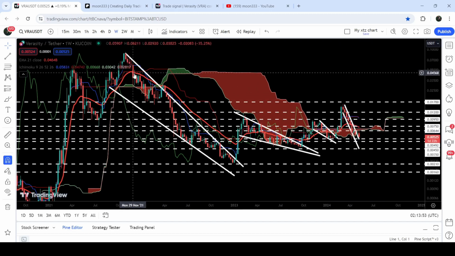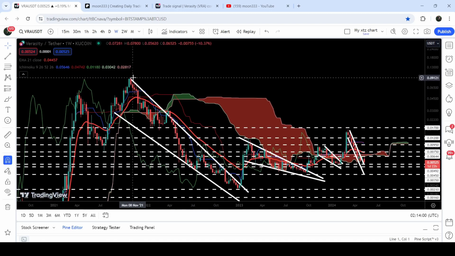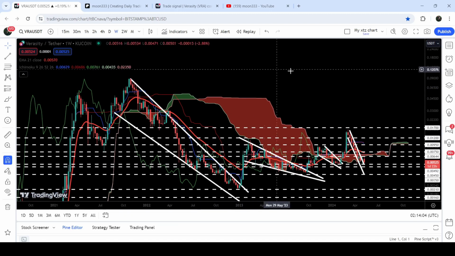Now, if we take a look at the technical target for this very massive breakout from this falling wedge pattern that has happened on the 7 days time frame chart, that target is here at the top of the pattern, that can be between 9 cents to 10 cents. So this was the update so far.